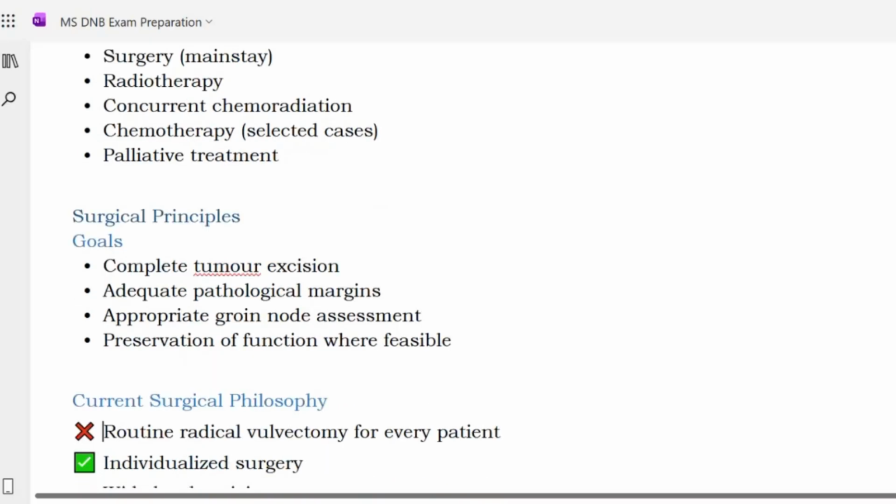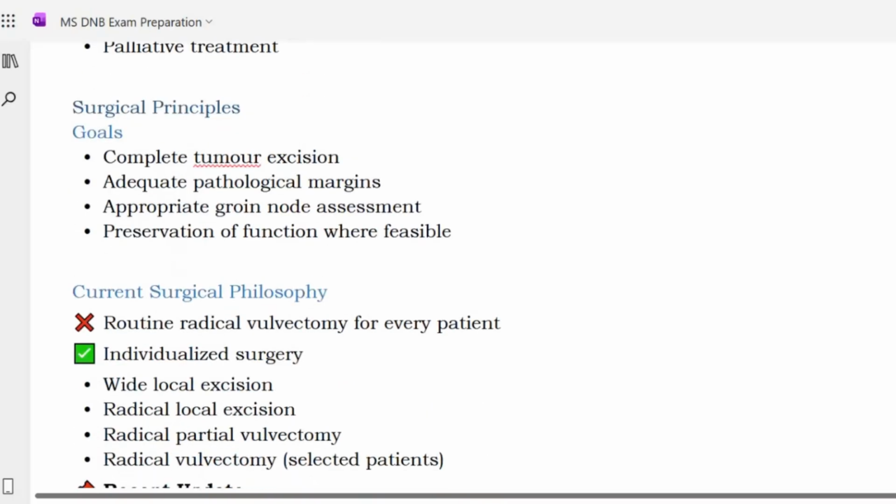Okay, surgical principles you have to know, and you should write them first when you are talking about the treatment for carcinoma vulva. What is our goal? Goal is complete excision, that is R0 resection. The goal is a complete tumor excision. It is not only the lesion you have to excise, but it has to be associated with an adequate pathological margin. Now, what is that adequate pathological margin? Listen to the session carefully.